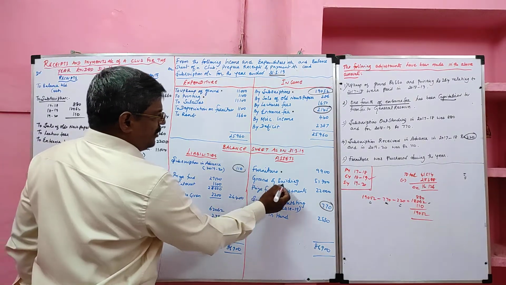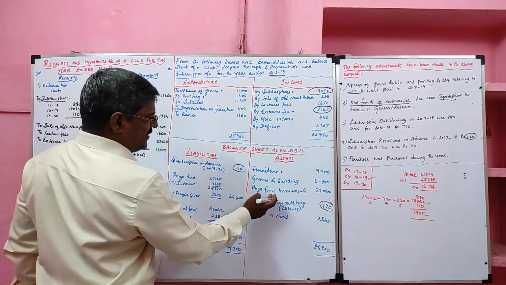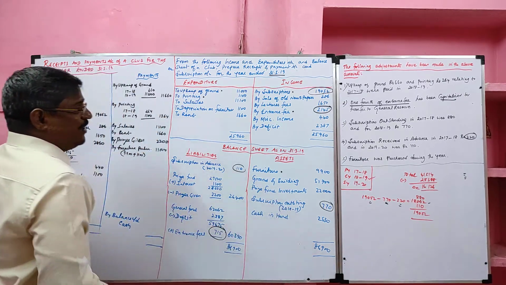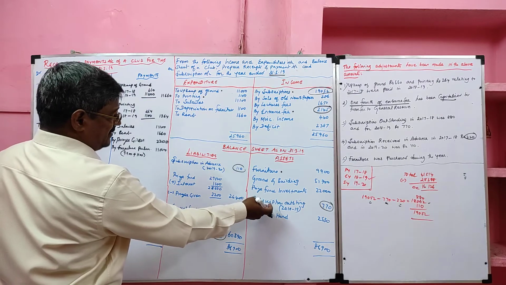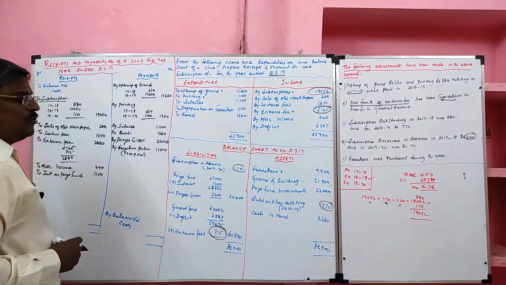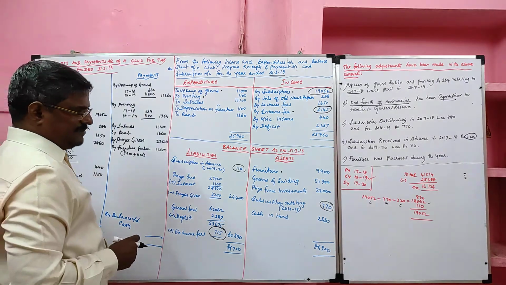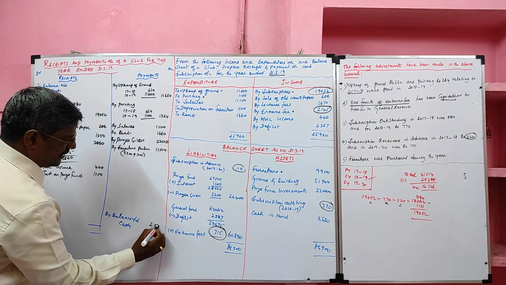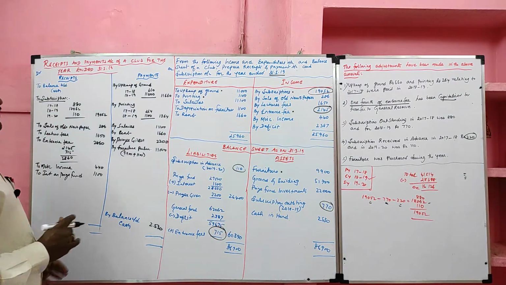Then ground and building opening balance will not come. Prize fund investment opening balance will not come. Subscription outstanding. What we did, we should exclude this current year subscription outstanding from the subscription to arrive at the total receipt of subscription. Then cash in hand. It is the closing cash in hand 2,530. So students, we completed everything.